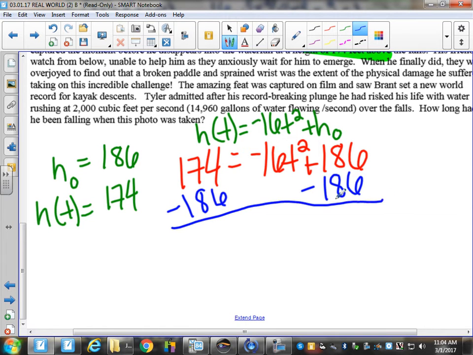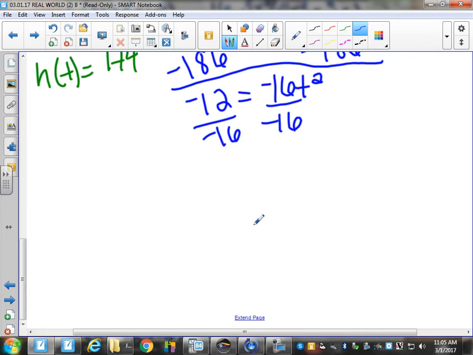What is 174 minus 186? Negative 12, thank you. What's my next step? Divide by negative 16, exactly. What do you get? 0.75. I don't want you guys just copying what I'm doing. You should all have a calculator out and doing this yourself.